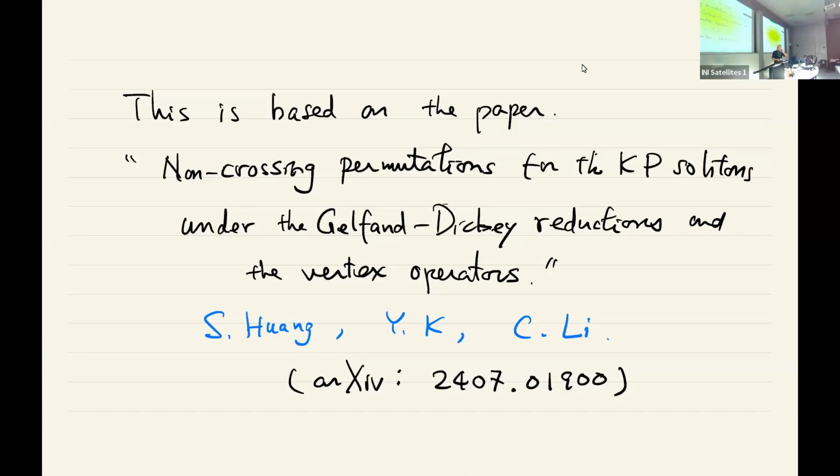All right, so this is based on the just archived paper: non-crossing permutations for the KP Soliton and the Gelfand-Dickey reductions, and maybe the vertex operator part. I think I don't have time to explain. But okay, there are two words, the non-crossing permutations and Gelfand-Dickey. Some of these you may be familiar with, but probably not.